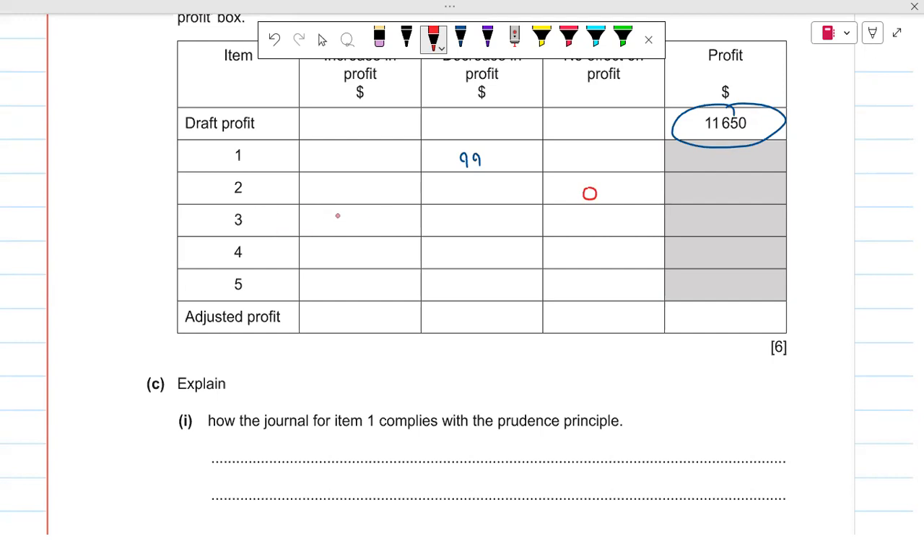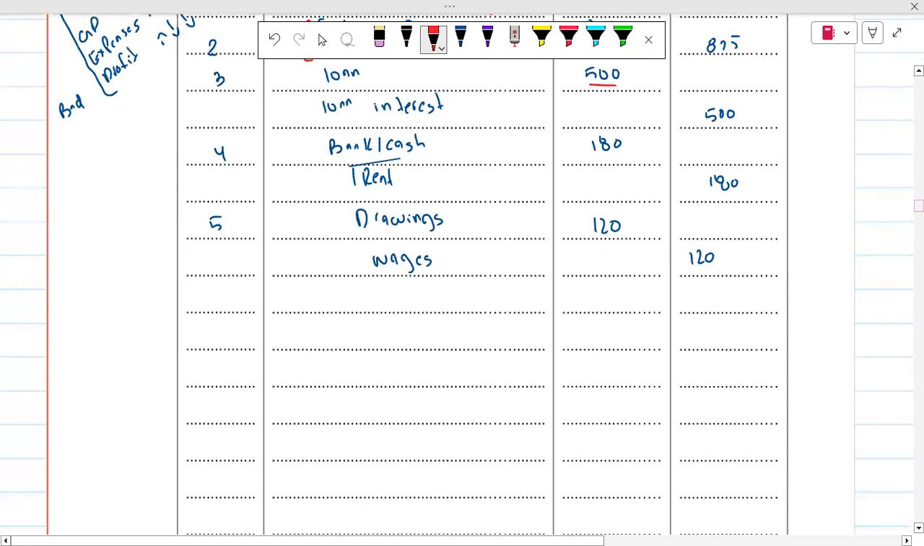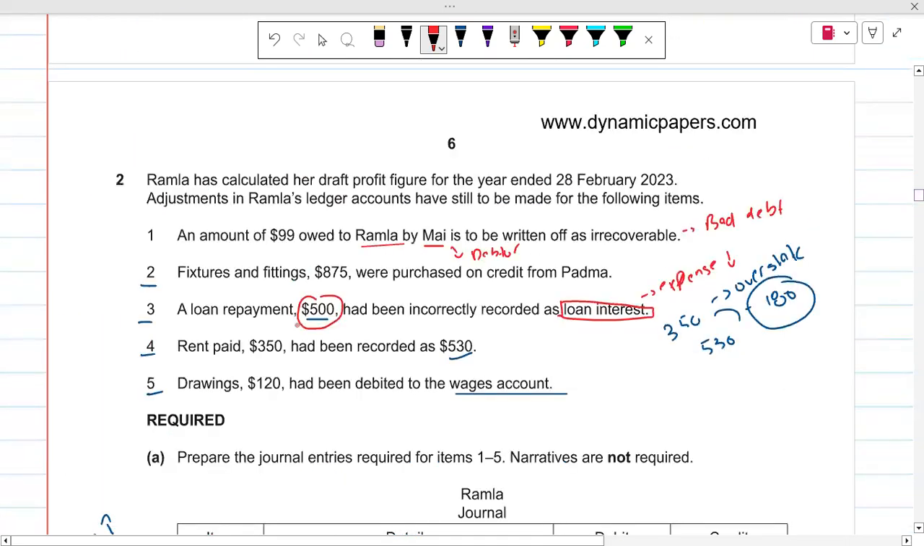So it will increase the profit by $500. Okay, so in item number 4, rent is decreasing. Mistakenly, we paid $350 as rent, which had been recorded as $530. So it means that we increased the amount by 180. We increased our expenses, because rent is our expense. So we increased our expenses by 180.